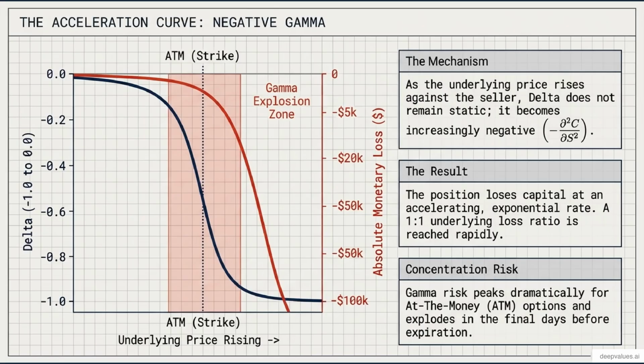Okay, so if theta is the wind in my sails, what is gamma? The guide calls it the most dangerous risk for an option seller, but the math in here is dense. It says gamma is the rate of change of delta. I'll be honest, I had to stop reading there.